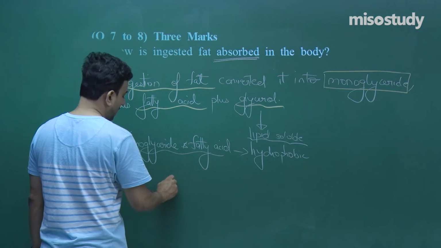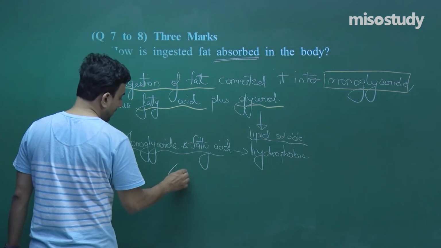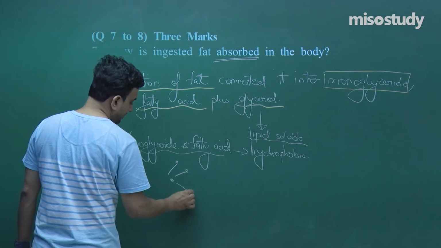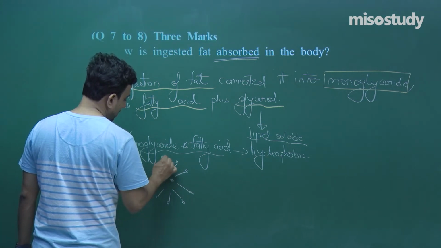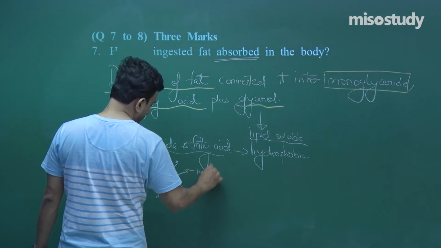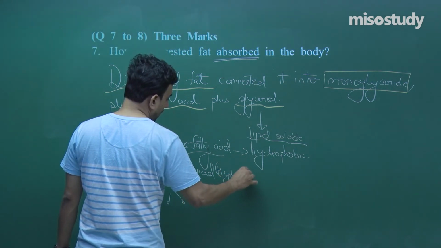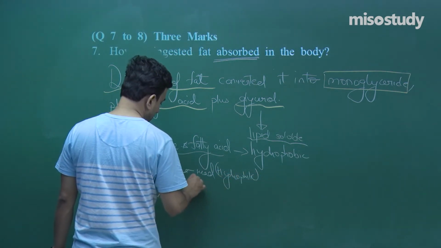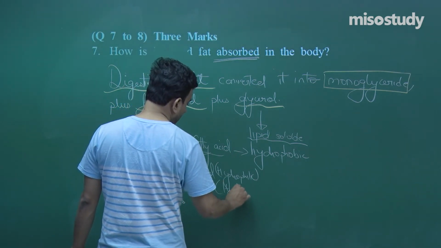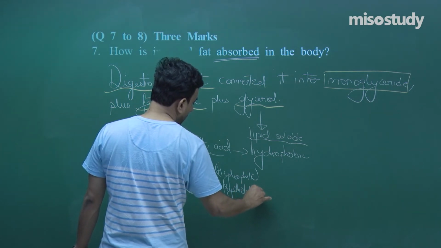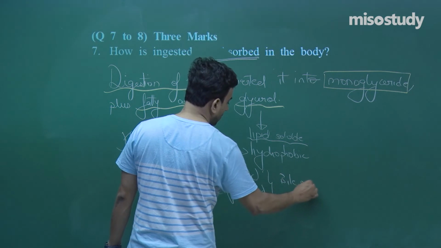We saw that if this is the monoglyceride and fatty acid, now these will be surrounded by the bile salts, which will be having the head and the tail. This head will be hydrophilic and the tail will be hydrophobic. This is the bile salt.